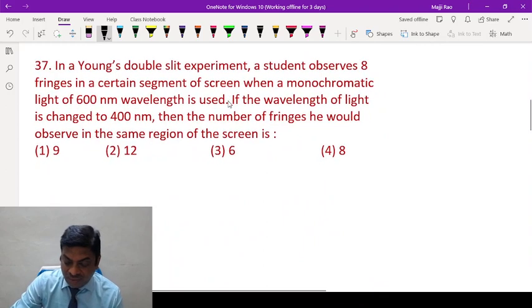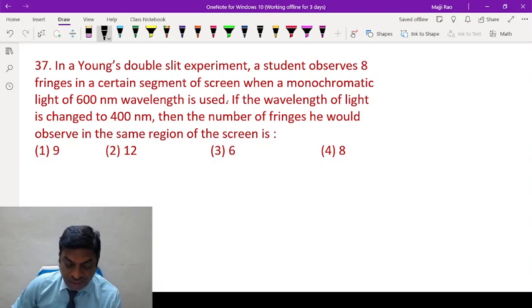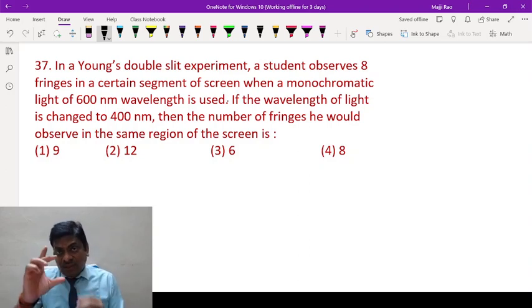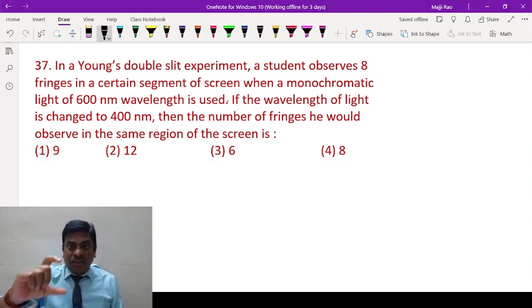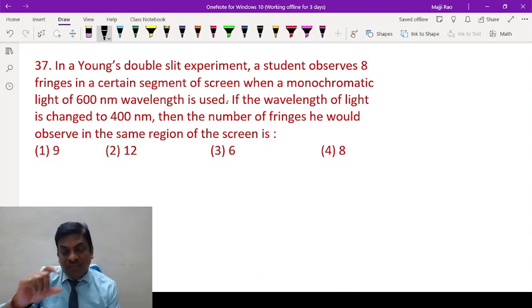In a YDSE, a student observes 8 fringes in a certain segment of screen when a monochromatic light of 600 nanometer wavelength is used. If the wavelength of light is changed to 400 nanometer, then the number of fringes he would observe in the same region. Now students, we have to understand that the fringe width, that is the width or space occupied by each fringe, is dependent on wavelength. So what happens when wavelength is reduced? Automatically the fringes will become narrow, that is fringe width reduces.